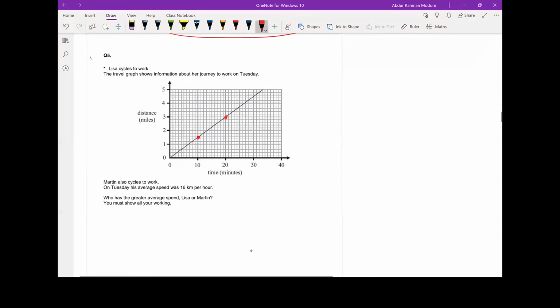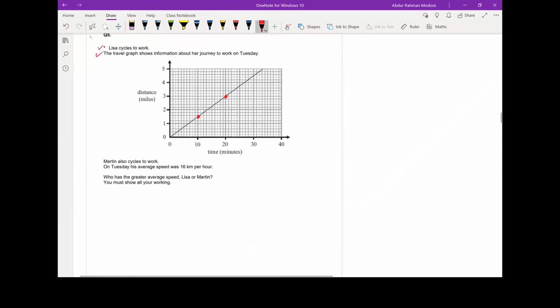Okay, I understood how to use the graph. All right, I'll move on. Martin also cycles to work. And on Tuesday, his average speed was 16 kilometers per hour. Now we know that when we have two measures written like this, kilometers an hour, we can write it using multiplicative reasoning. So this is for Martin. I'll just make a note here, Martin, and write down 16 kilometers is equal to 1 hour.